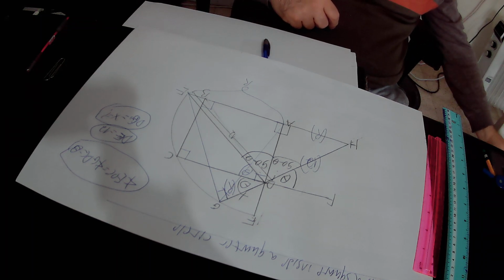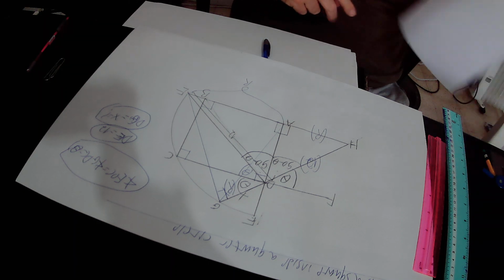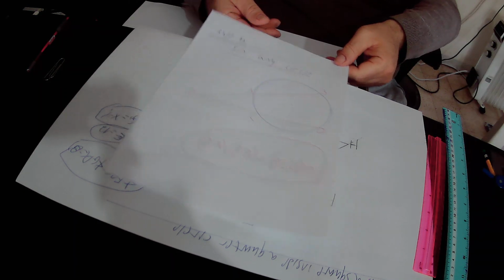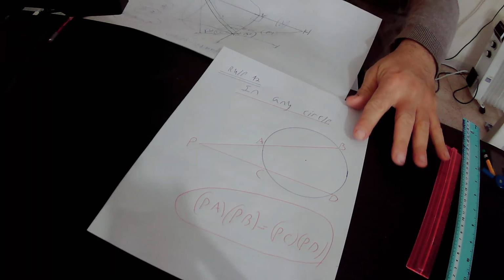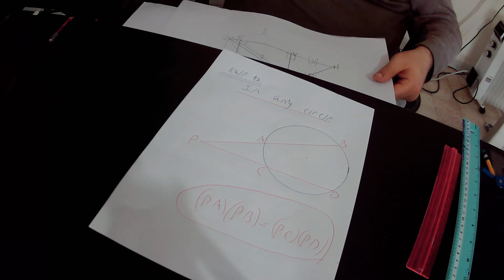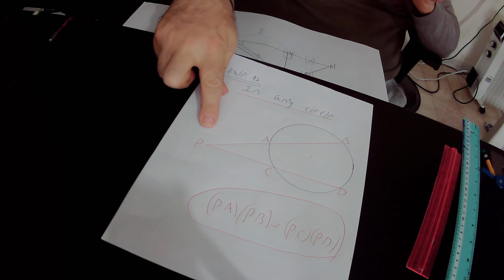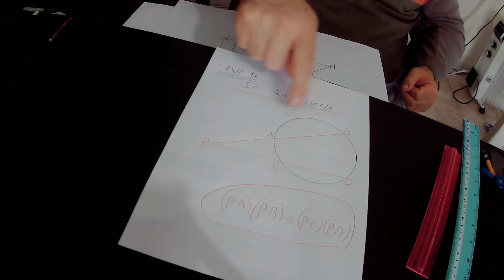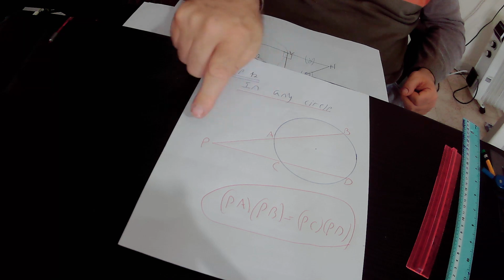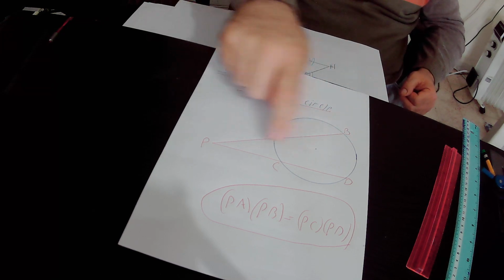It's actually rule 12. Rule 12 is true in any circle. In any circle, if we have the common external point P, in this drawing, the following equation is true: PA times PB equals PC times PD. Again, PA times PB equals PC times PD.